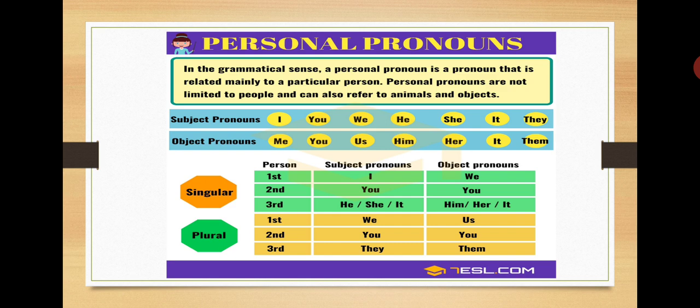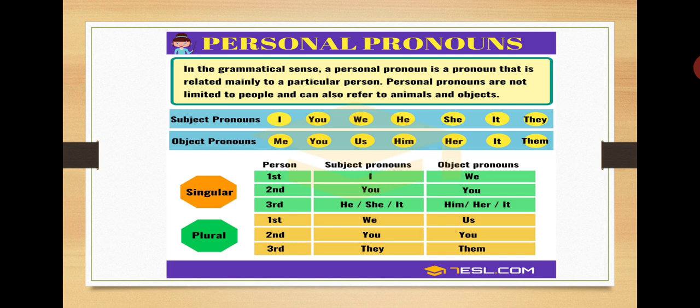Now the third one: pronouns mine, ours, yours, his, hers, theirs are used to show possession and are called possessive pronouns. We use a possessive pronoun when we want to refer to a person or a thing and to say who that person or thing belongs to or is connected with. So, I think you all have understood what personal pronouns are.